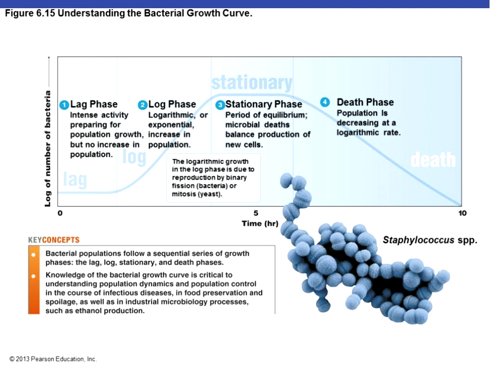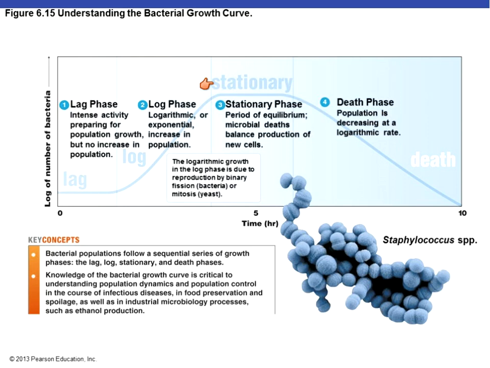So the last thing that we'll talk about are these different phases of bacterial growth. We have the lag phase, and the lag phase is where we're just preparing for population growth. Log phase, where we see exponential increases in the population. And in the stationary phase, this is where the number of bacteria that are entering the population roughly equal the number of bacteria that are leaving it.